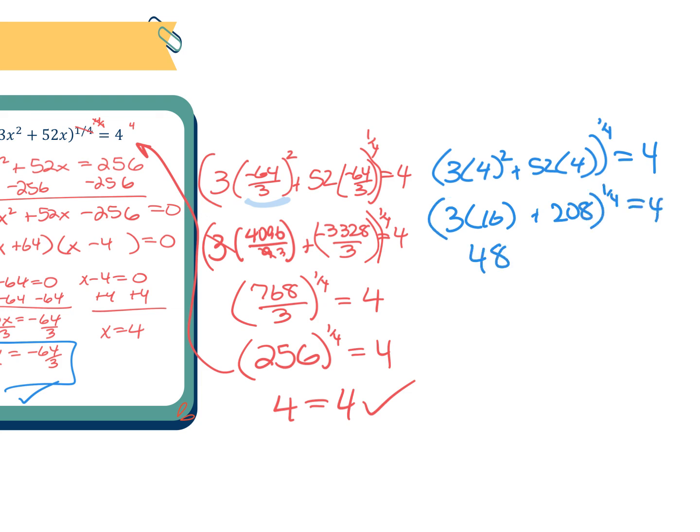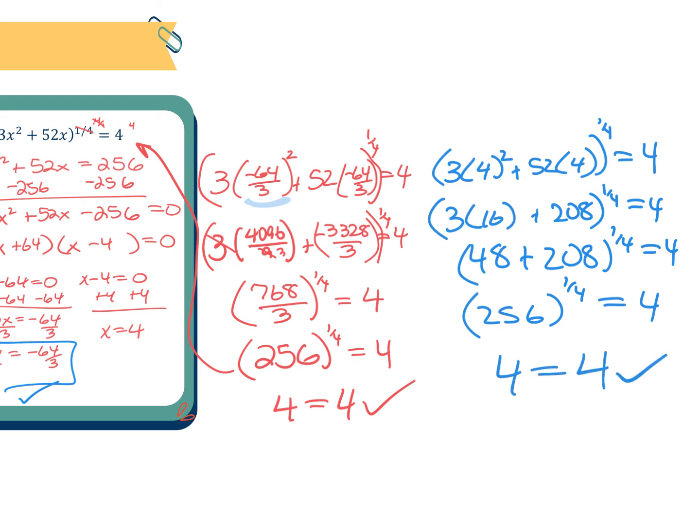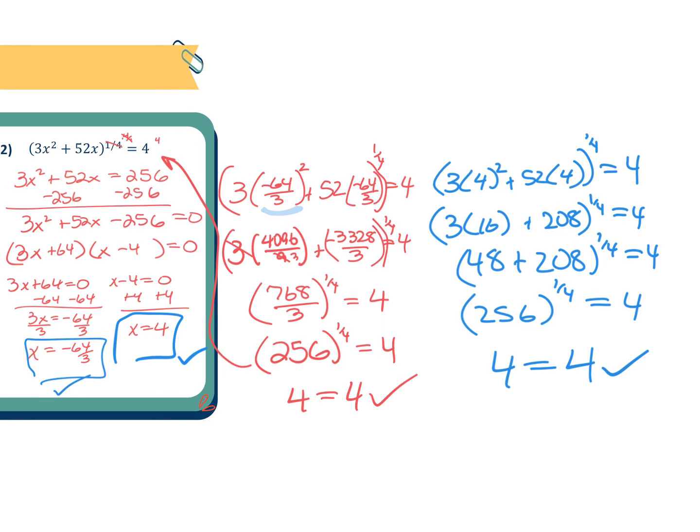3 times 16 is 48. When I add that, again, I get 256. And again, the 4th root of 256 is 4. This one checks as well. So the two answers, both of them work.